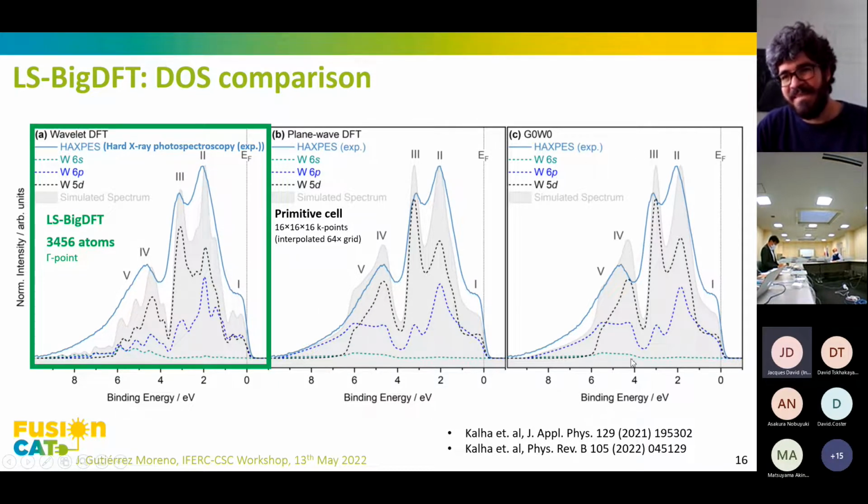We have also done similar calculations, or our collaborators have, with GW calculations. And we have also compared this with experiments. So this blue line here is experimental data that has been taken from X-ray photoelectron spectroscopy. Here we can see that our linear scaling DFT is quite comparable to what we have found with other DFT or ab initio methods, and they also reproduce quite nicely all the main features that were measured from experiments.